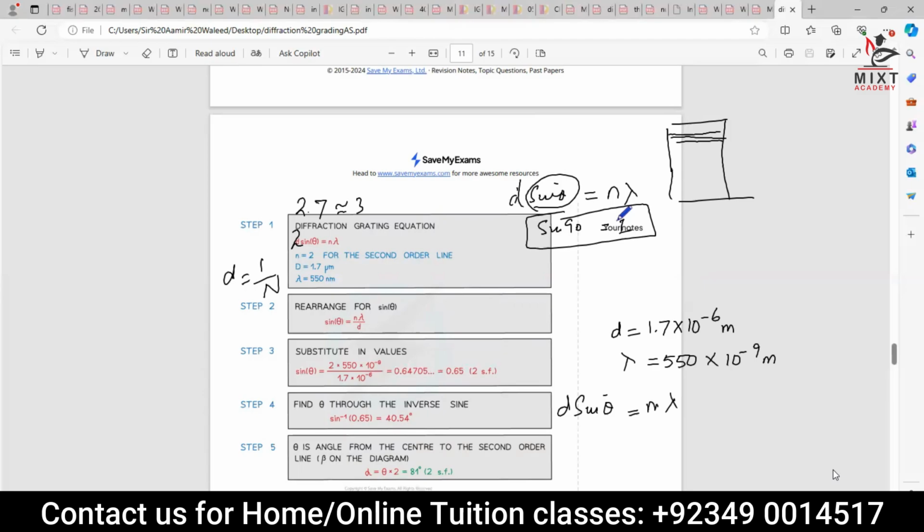If I ask you how many lines are ruled on the glass, on the same glass, how will you find out? Slits are given. So you can simply do n is equal to 1 upon d. So this is 1 divided by 1.7 into 10 raised to the power minus 6. Can you find out what is the number?